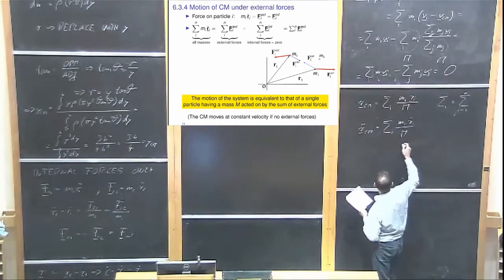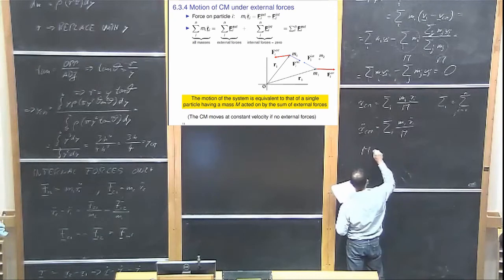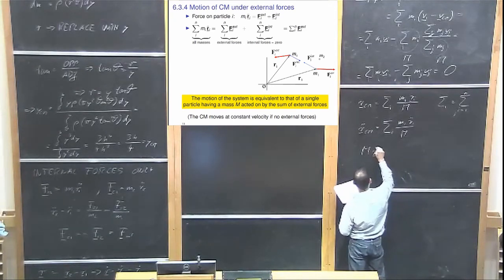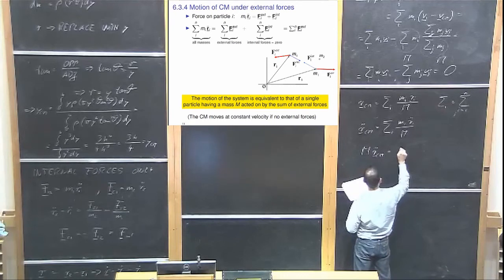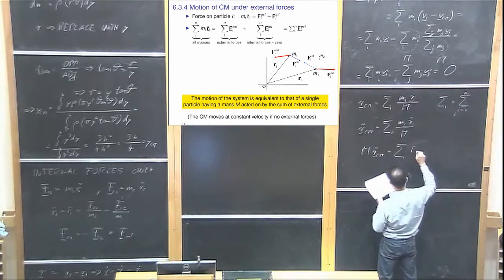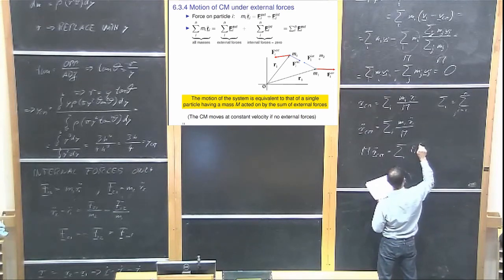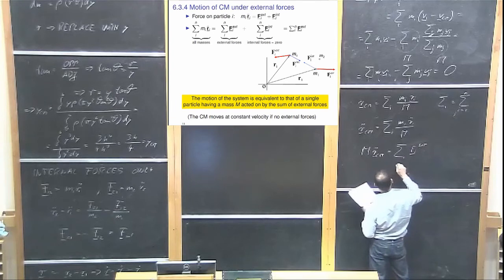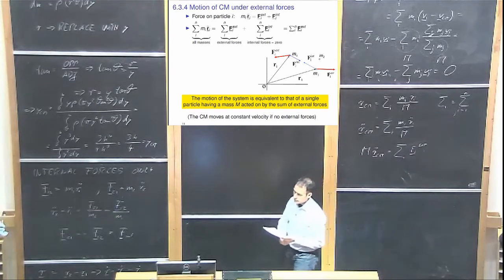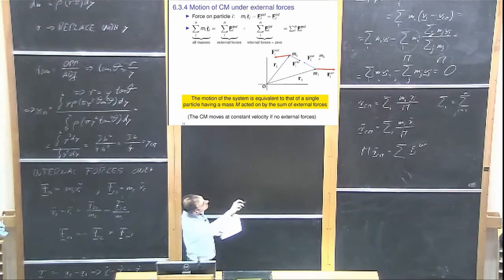So continuing from here, I get M R_CM double dot equals sum over i of F_i external. I just look in the equations up before, which I've had up here, and I plug it in such that we end up with this.